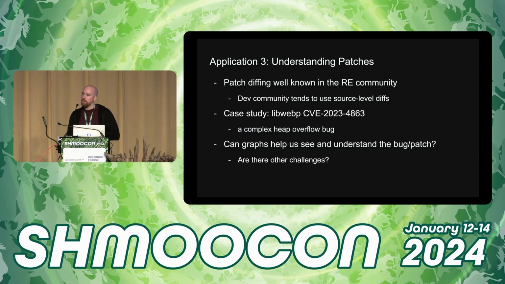But I wanted to look at a complex bug. So there was this libwebp bug that had a fair bit written out about it last year. Ben Hawks had a good blog post explaining this bug. It is a complicated bug. And so my question was, can we use graphs in any way to help us understand the bug or the patch or the code? Or is there going to be something that's difficult here?